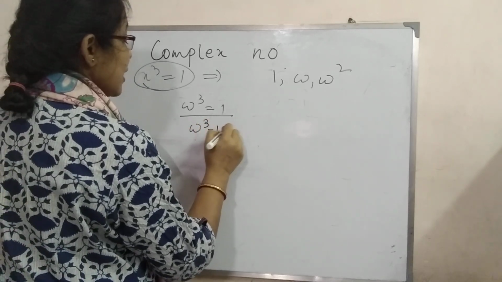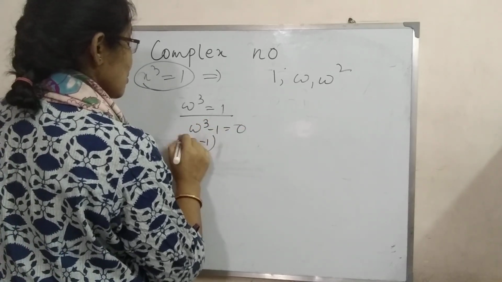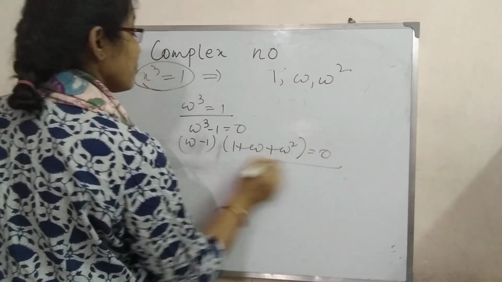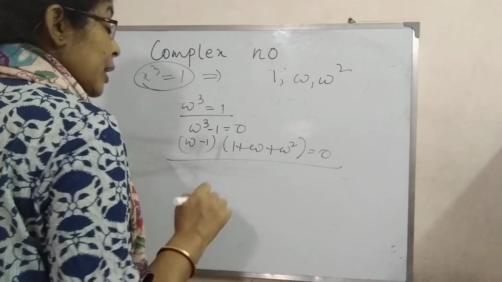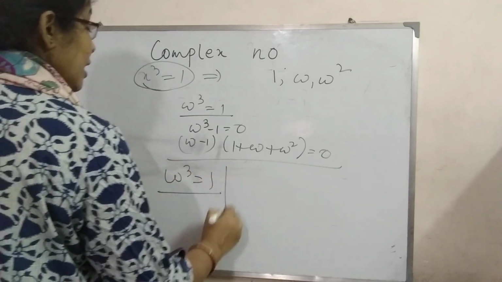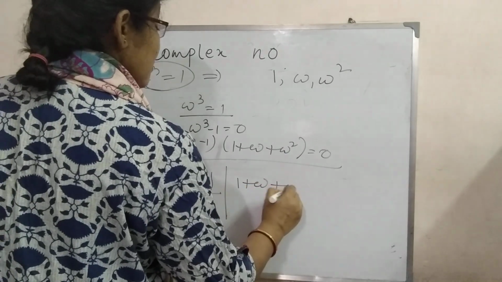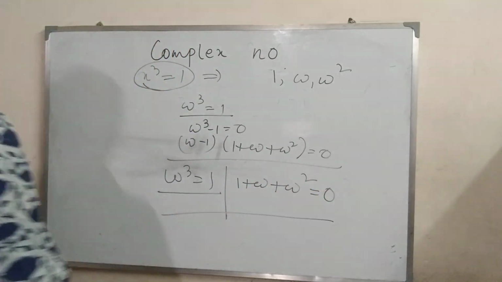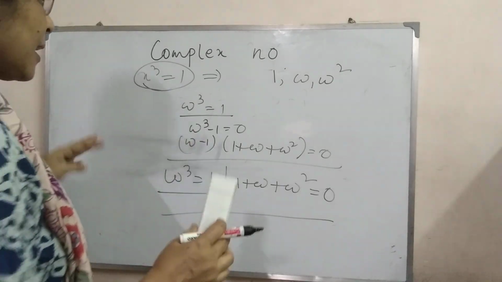I can write omega cube minus 1 equal to 0, that is (omega minus 1)(1 plus omega plus omega square) equal to 0. I will apply these two formulas: omega cube equal to 1, and 1 plus omega plus omega square equal to 0 in the sum.